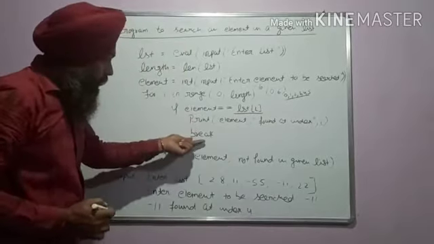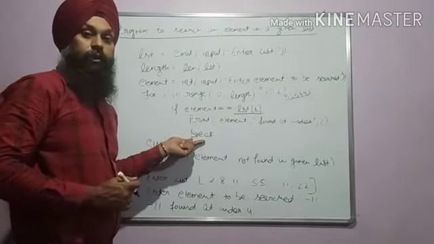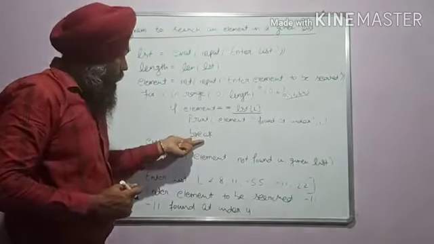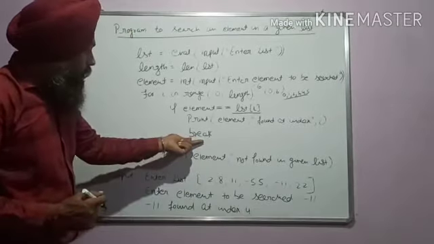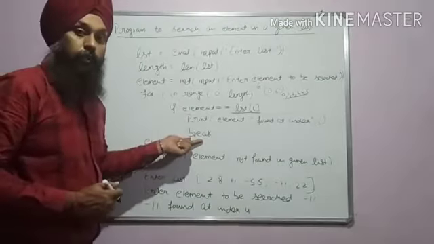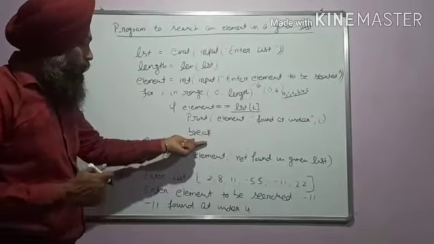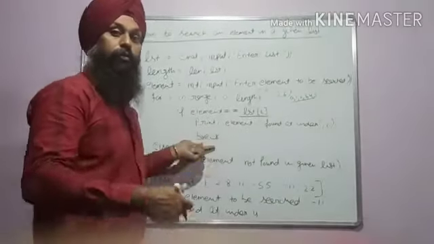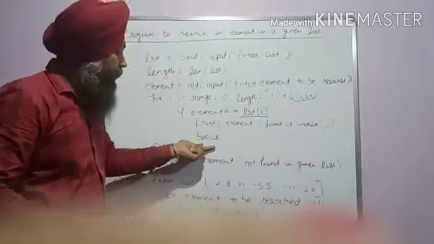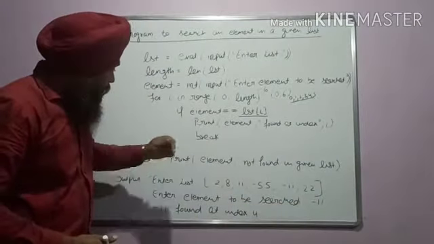And next we have the break. Break is a jumping statement. It is used to get the control out of the loop. Once we have found our element, then we have no need to continue our loop. It means we will break our loop.